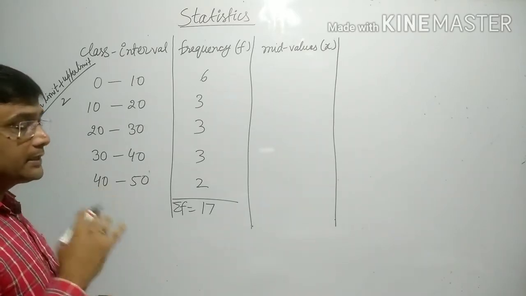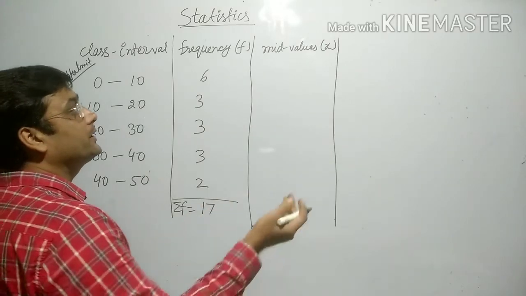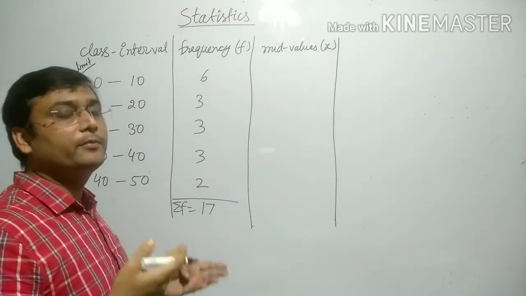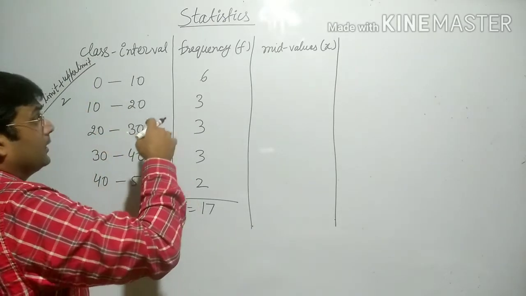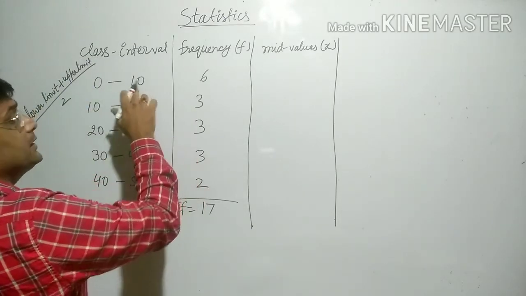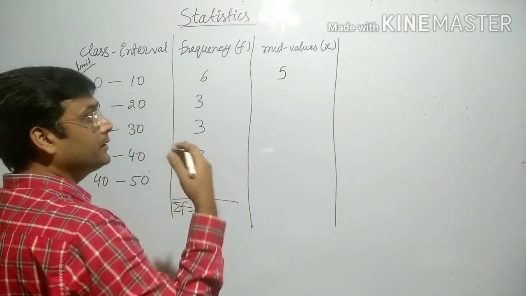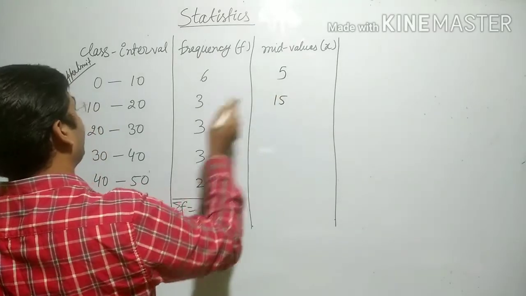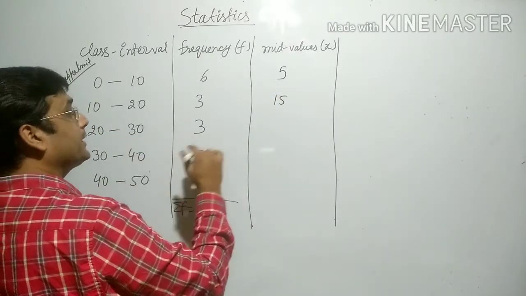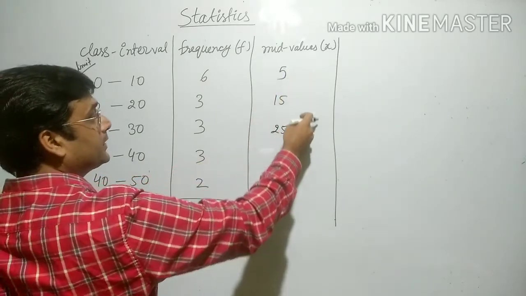You have studied this in class 9. If you see the book, it is written as mid value, so I am writing mid value also here. There is no problem, we can choose any. Now 0 plus 10 divided by 2 is 5. 10 plus 20 is 30, divided by 2 is 15. 20 plus 30 is 50, divided by 2 is 25. One more thing we can observe here, there is a difference of 10.